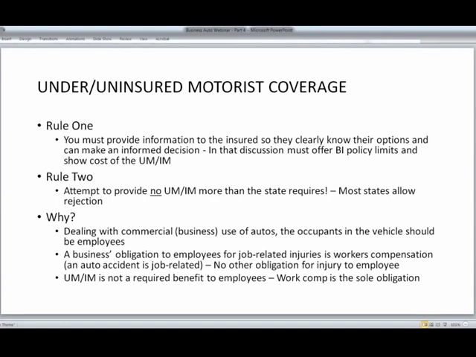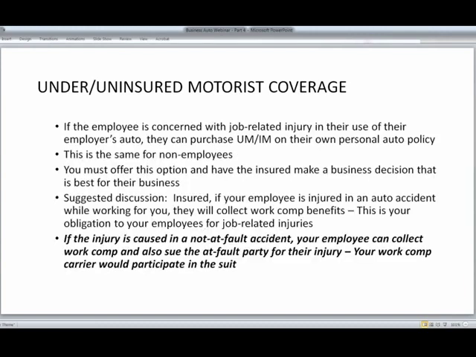That's their only obligation. They have no other. So an UIM is not a required benefit to employees. Work comp is the sole obligation. If the employee is concerned with job-related injuries and their use of their own auto, they can purchase uninsured motorist on their own personal auto policy.